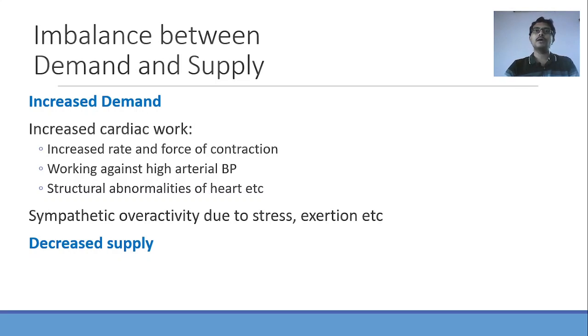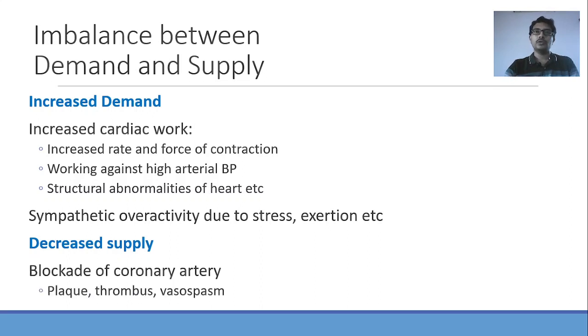In those cases, myocardial oxygen demand increases. And supply: what are all the conditions where the myocardial oxygen supply, or myocardial blood flow, is decreased? There should be some sort of obstruction in the coronary arteries. This obstruction is mainly brought about by three factors. One is plaque, atherosclerotic plaque. Second one is thrombus. The third one is vasospasm.